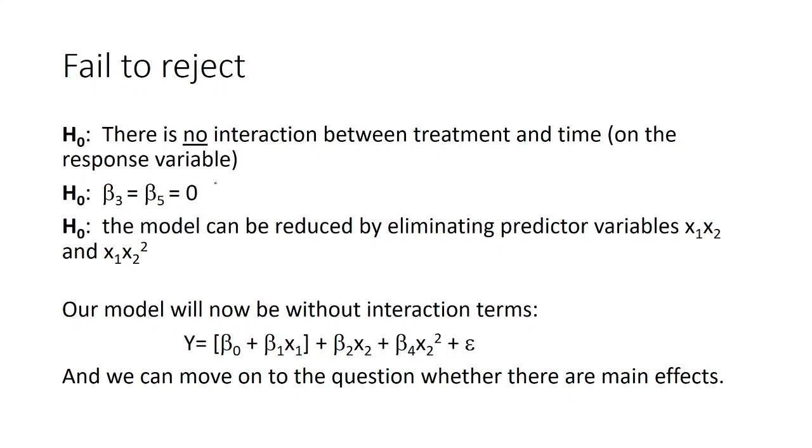And so what I then conclude, back to what I had originally, is there's no interaction between treatment and time, or I could say that beta 3 and beta 5 are 0, or the model can be reduced by eliminating the interaction terms. Our model now will be without the interaction terms: beta naught plus beta 1 x1 plus beta 2 x2 plus beta 4 x2 squared. So we're in the quadratic phase, but we have no interaction terms. Now we move on to the question of whether or not there are main effects due to the treatment or to time.